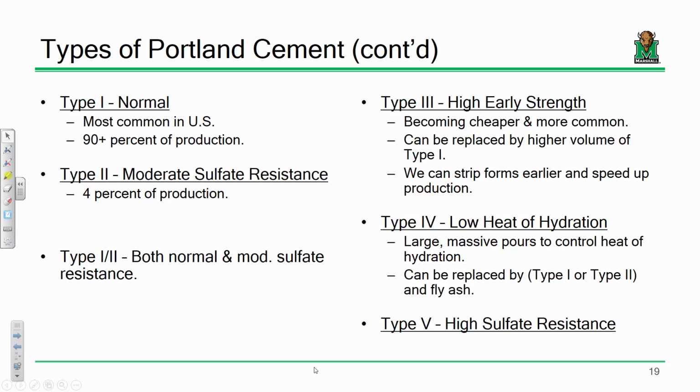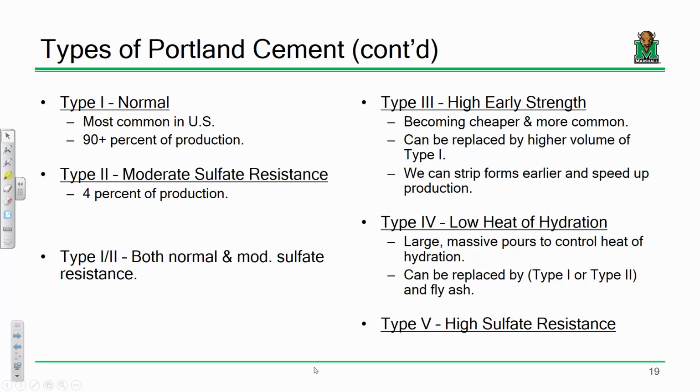Type 3 is becoming a little more common and a little cheaper. Type 3 will give you a high early strength. It's one of those things where you get a high early strength, so there's a little bit of advantage, but it might also be a little more expensive. That's where engineering judgment and trade-offs and whatnot come into play.